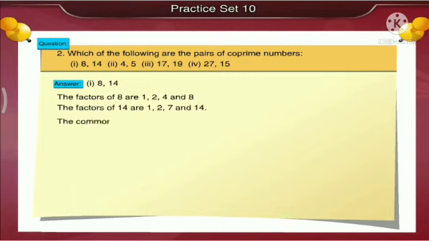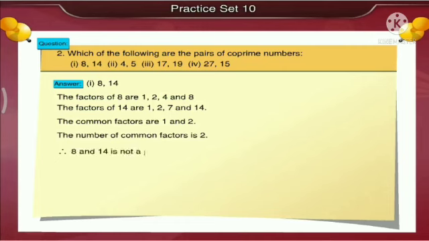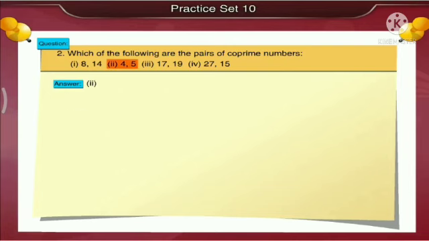Now what we have to do? We have to find out the common factors. So here your common factors are 1 and 2. So the number of common factors is 2. So 8 and 14 are not co-prime numbers. Clear, student? Now see the second one, 4 and 5.